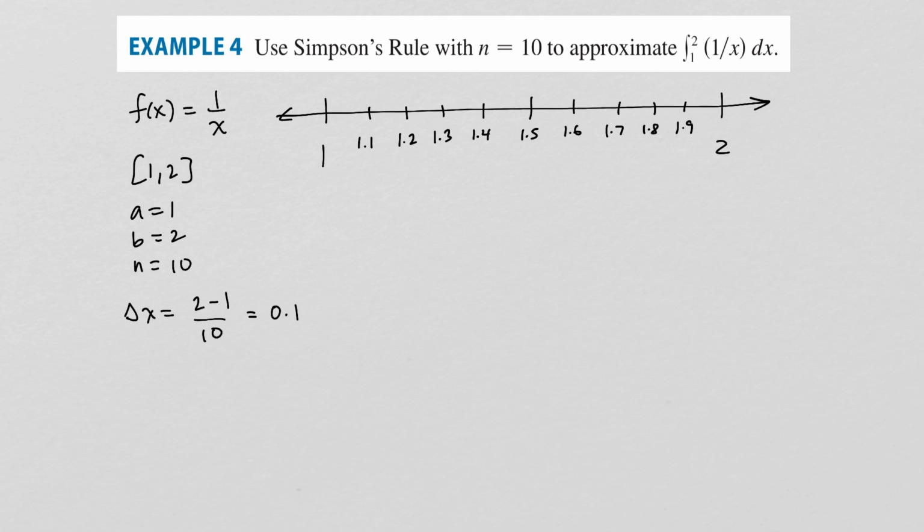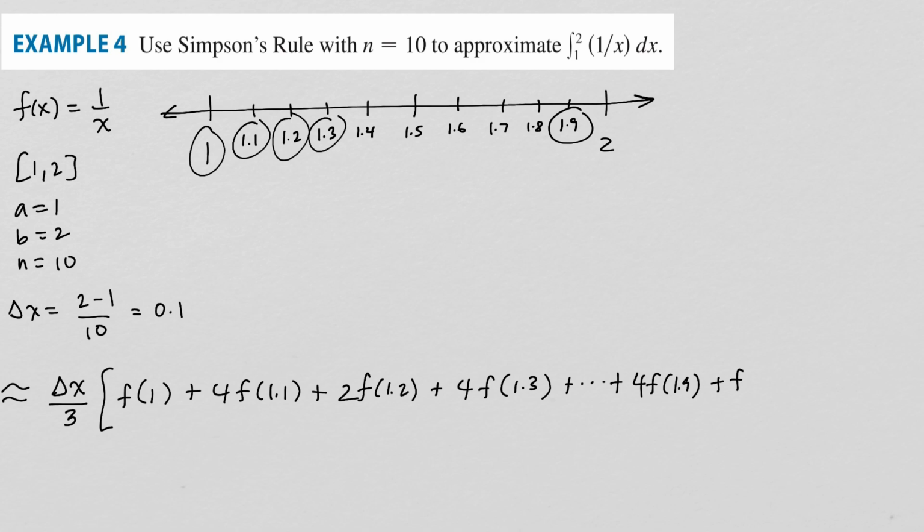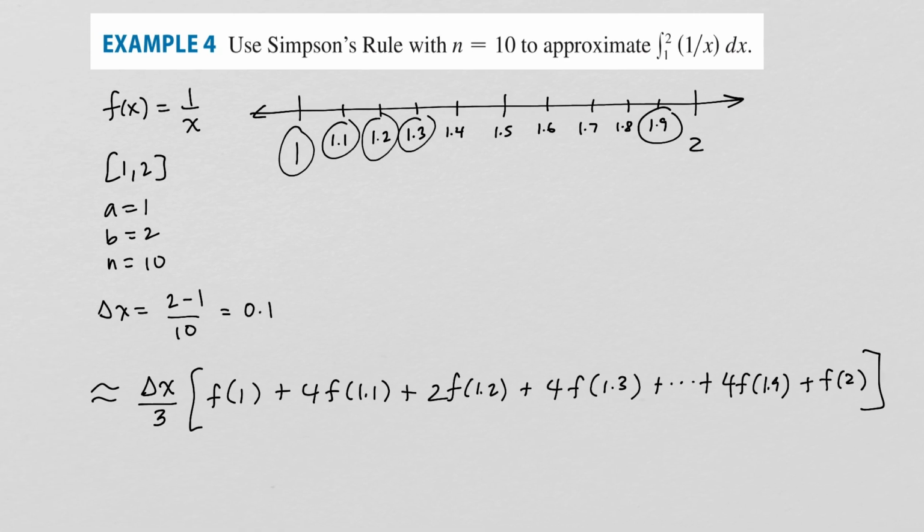And then now, to approximate the area under the curve, the formula says that it's delta x divided by 3 multiplied by f of 1 plus 4 times f of 1.1 plus 2 times f of 1.2 plus 4 times f of 1.3, etc. And it alternates back and forth until you get to the second to last number, which again is going to be 4 f of that number plus f of the final number, in this case f of 2.